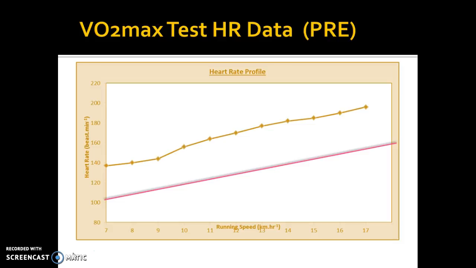This happens because the training has allowed a larger cardiac output and a larger stroke volume, so it can get more blood around the body in fewer beats at the same speeds and under the same demands. But it also means that a person will be able to work at increasing intensities for a longer period of time.